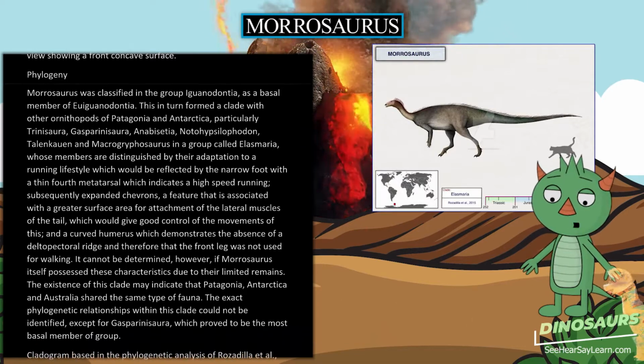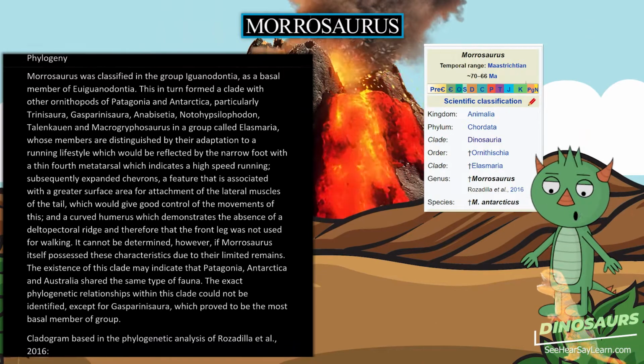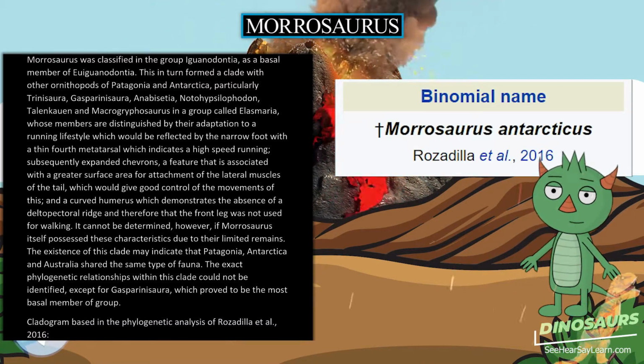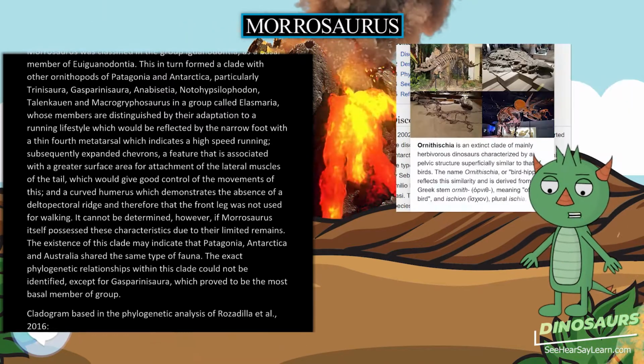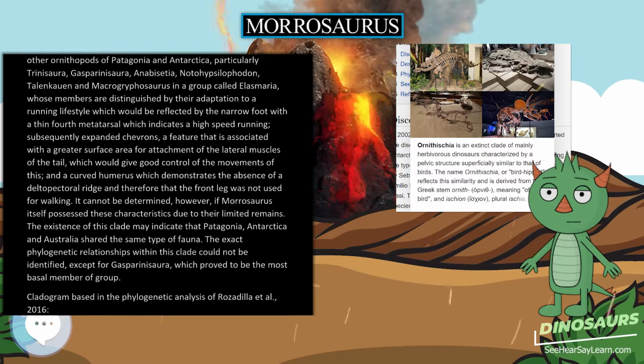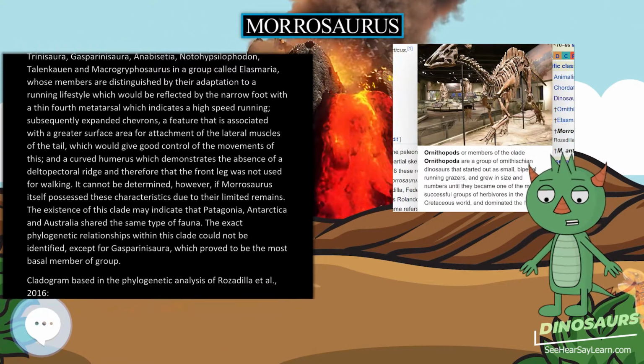It cannot be determined, however, if Morrosaurus itself possessed these characteristics due to its limited remains. The existence of this clade may indicate that Patagonia, Antarctica and Australia shared the same type of fauna. The exact phylogenetic relationships within this clade could not be identified, except for Gasparinisaura, which proved to be the most basal member of the group.